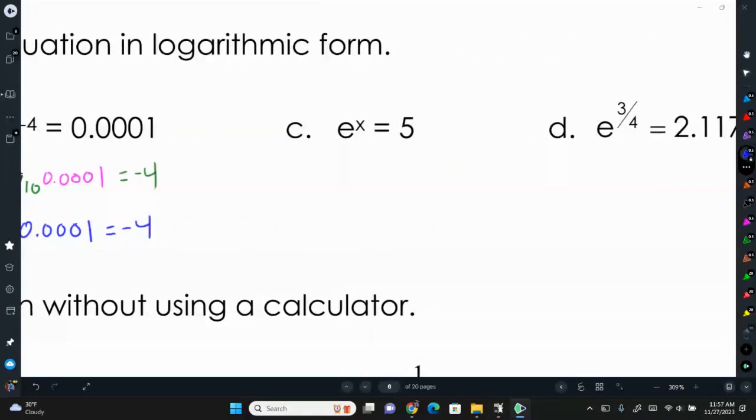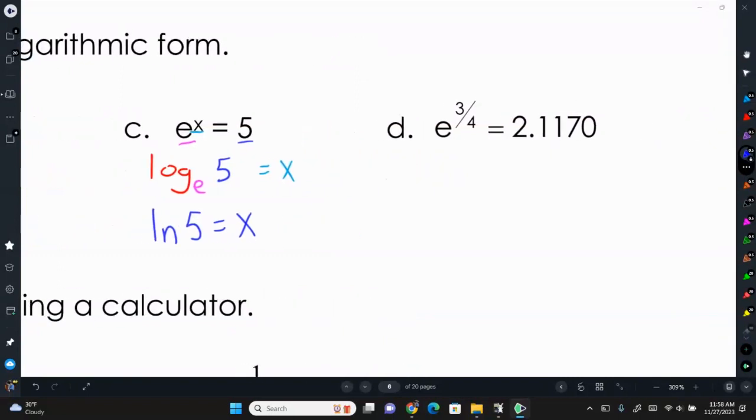All right, so now we have e to the x equals 5. So we're going to rewrite this as the log base e, and then our exponent is x, and then our other number is 5. And then we're going to write that as log base e is the ln, so the natural log or ln of 5 equals x. Now, if you understand this and don't need to write log base e, then that's okay. You can skip that step. Like for letter D, it's okay.